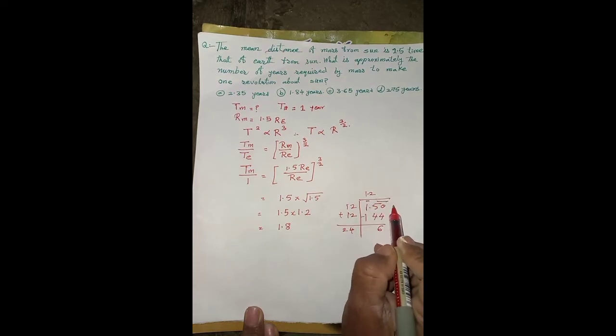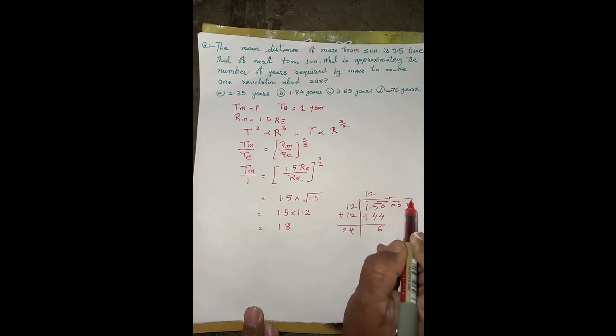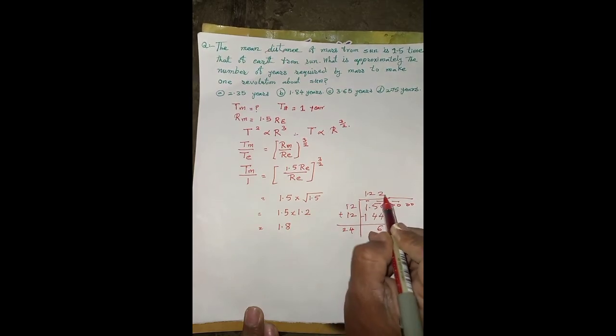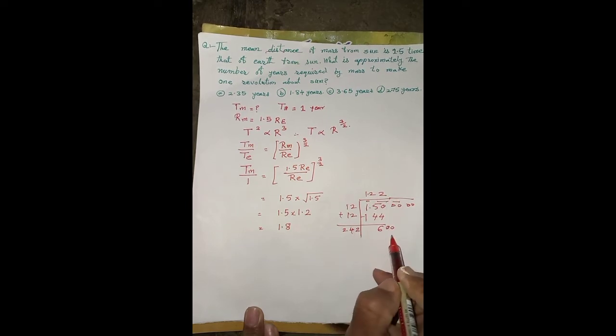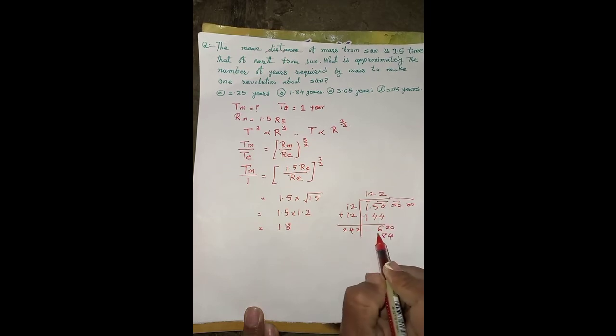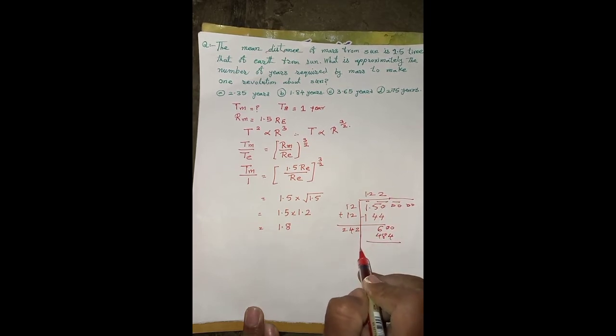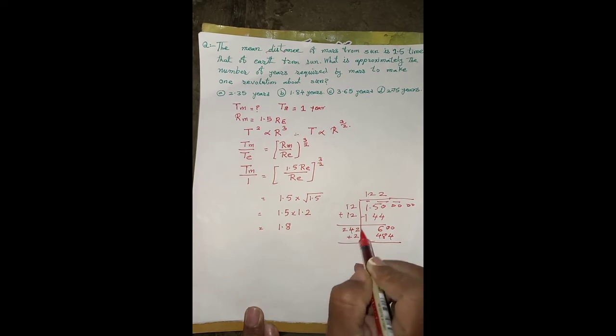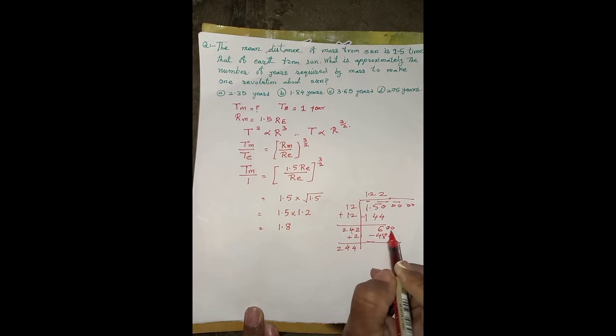Take the point from 2 from point. Taking 2, the next number is 2. 2 into 2 is 4. 2 into 4 is 8. 2 into 2 is equal to 4. 2 plus 2 is equal to 4. 10 minus 4 is 6. 10 minus 9 is 1. And 6 minus 5 is 1.